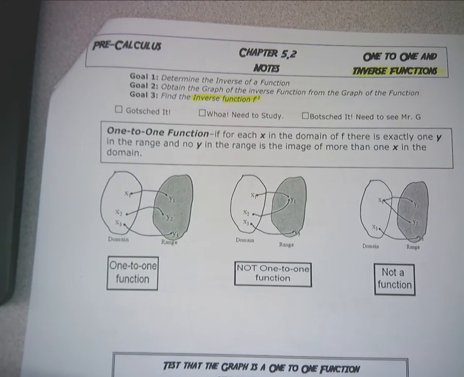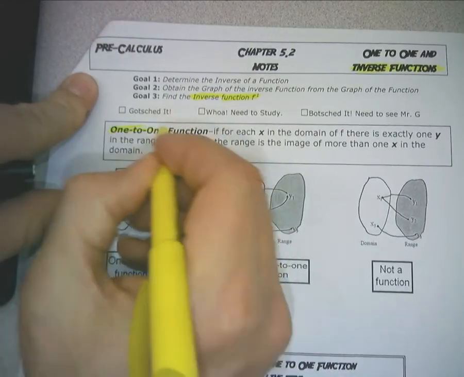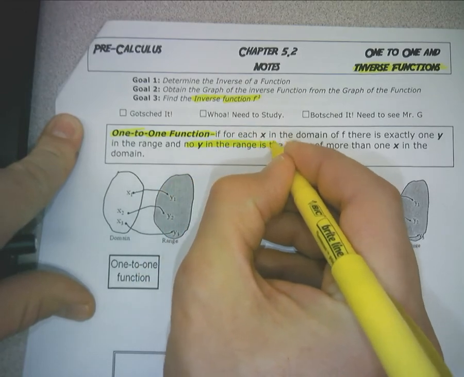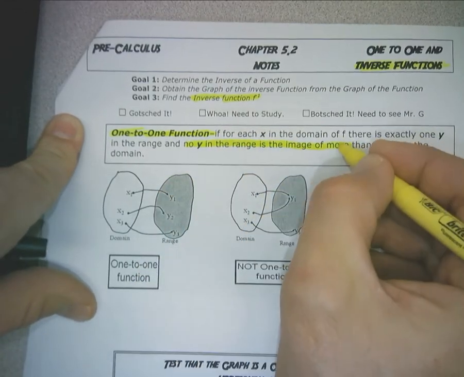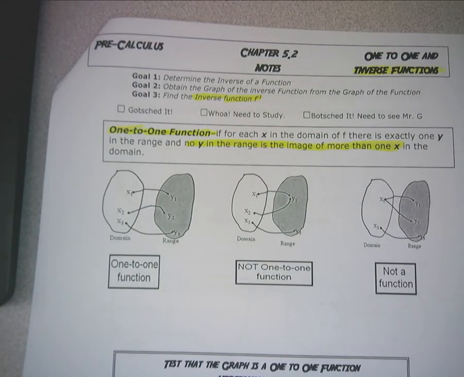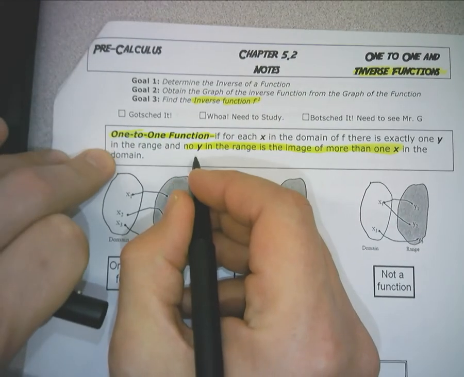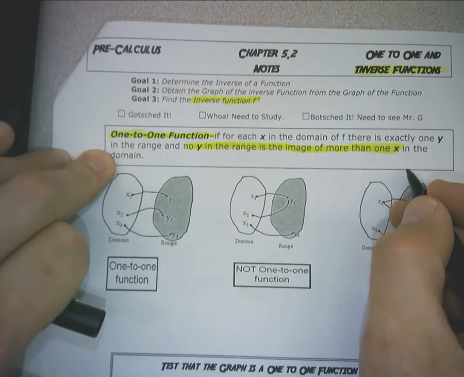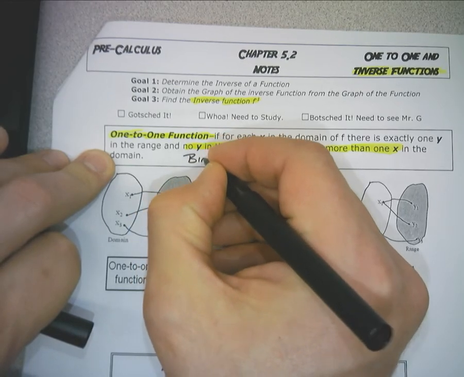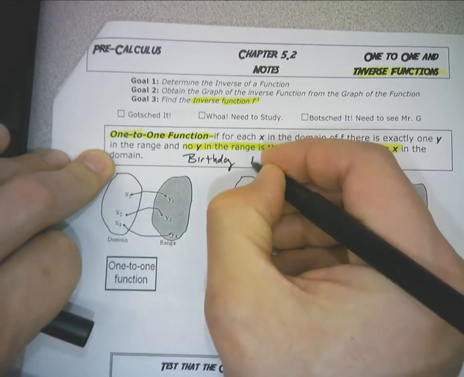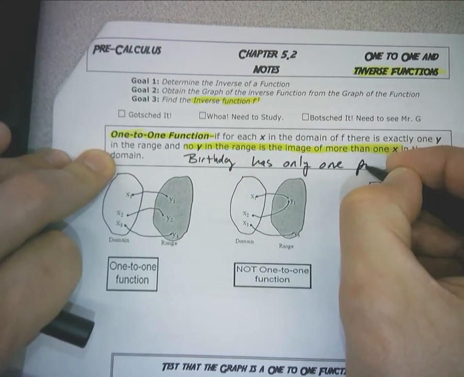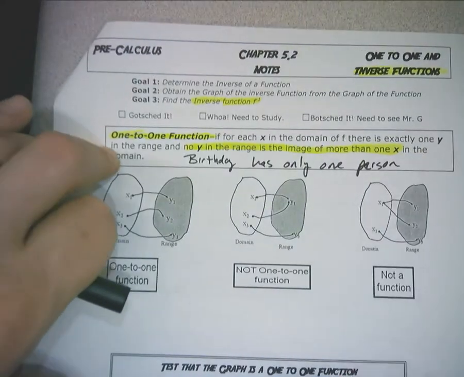Well, now, for it to be a one-to-one function, no y in the range has an image of more than 1 x. Okay, so a function, every x can only have one y, every person can have one birthday. Well, for a one-to-one, every y can only have one x. Or every birthday has only one person. So think backwards.